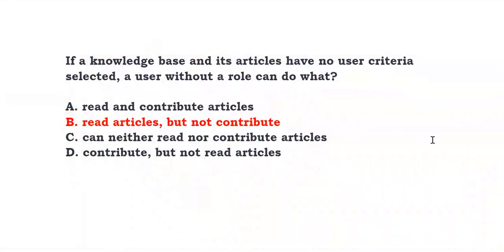If a knowledge base and its articles have no user criteria selected, a user without a role can do what? Option A, read and contribute articles. Option B, read articles but not contribute. Option C, can neither read nor contribute articles. Option D, contribute but not read articles. Our correct answer is option B, that is read articles but not contribute.